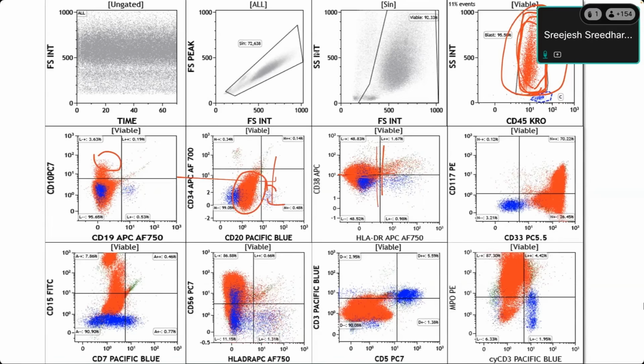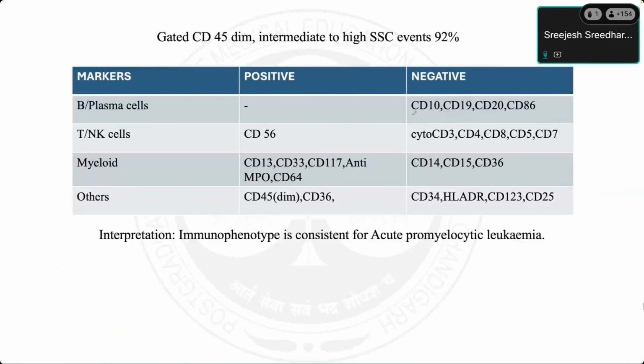So after flow cytometry, they were negative for the B cell markers and T cell markers. CD56 was positive. Myeloid markers were positive: CD13, CD33, CD117, MPO. They were negative for CD15, CD36, and CD14. I'm not going through these again due to lack of time. CD19 is the pan B cell marker, cytoplasmic CD3 is a pan T cell marker, CD7 is another T cell marker, CD14 is for monocytes, CD15 is for granulocytes.